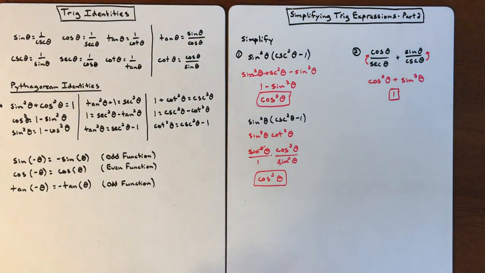And that's it. Sometimes they work out that there are not a whole lot of steps, and sometimes they're a little bit more. But that was part 2, and then we'll eventually start doing some verifying identities, which should be a little bit more challenging. Thanks.